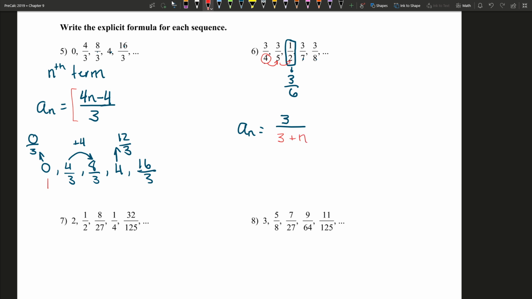So if we test that, the first term should give us 4. So if we plug in 1 for n, we get 4 in the denominator. The second term should get us 5. If we plug in 2 into the denominator, we get 5, and so on. Okay, so a lot of this is taking a step back and just trying to figure out a pattern and then putting that into math terms. So then this is our nth term.